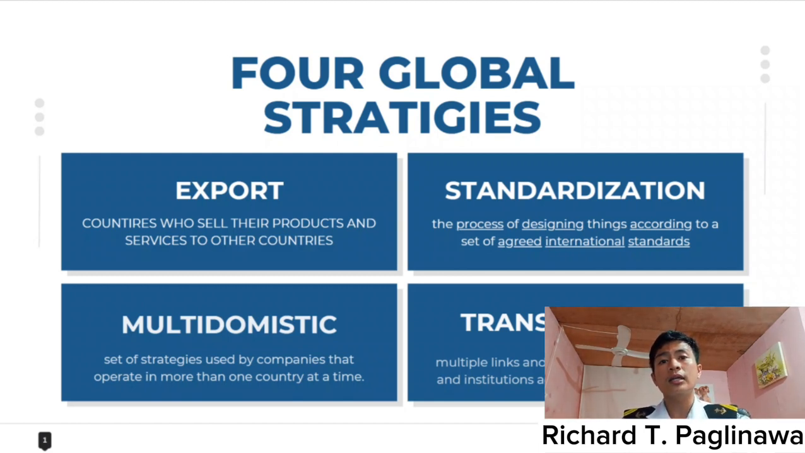Last is the transnational. It refers to multiple links and interactions, linking people and institutions across the borders of nation states. A company whose operations in different countries are managed on a stand-alone basis without any serious attempt to integrate them also.